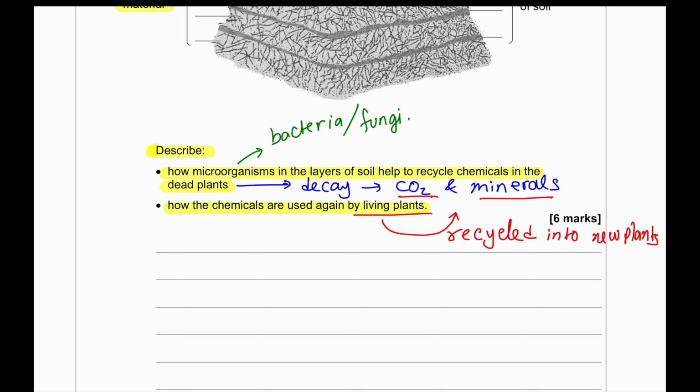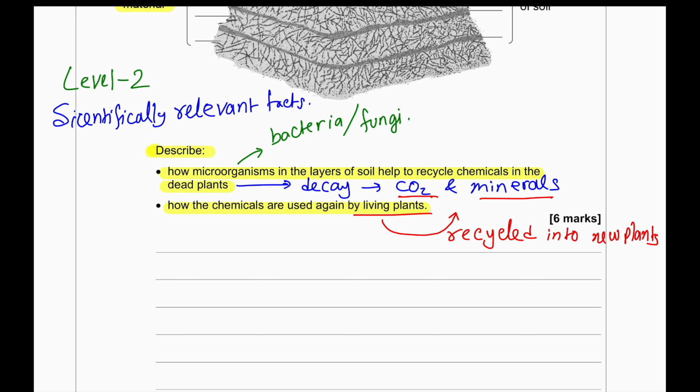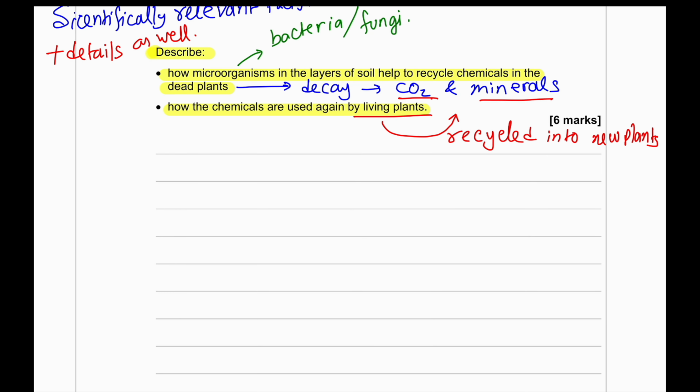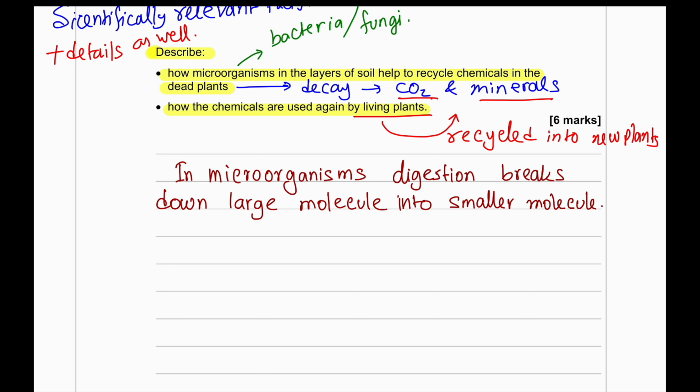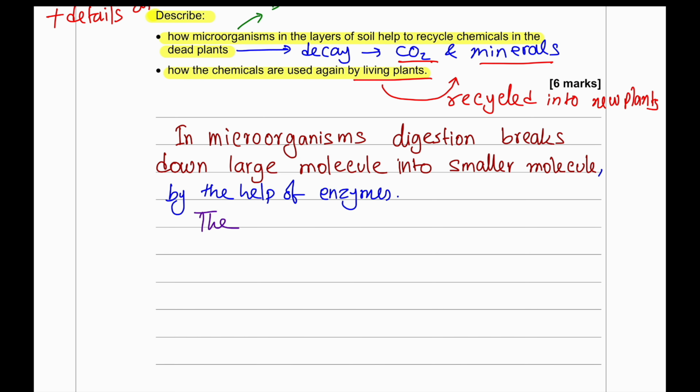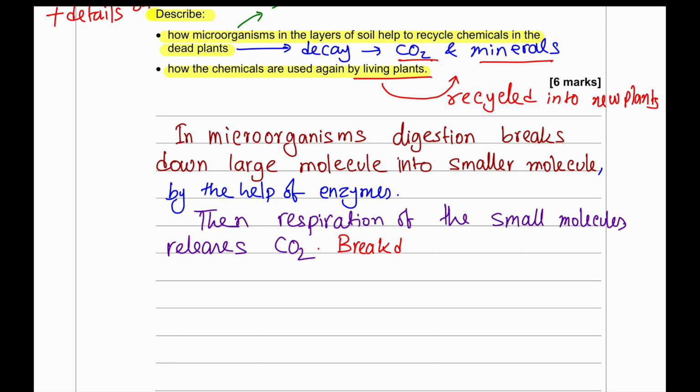This question will require a level 2 answer. So a level 2 answer needs to be a scientifically relevant fact. We have to give details as well. So the answer can be written as follows. In microorganisms, digestion breaks down large molecules into smaller molecules with the help of enzymes. Then respiration of small molecules releases CO2. Breakdown of nutrients liberates the mineral ions into soil.